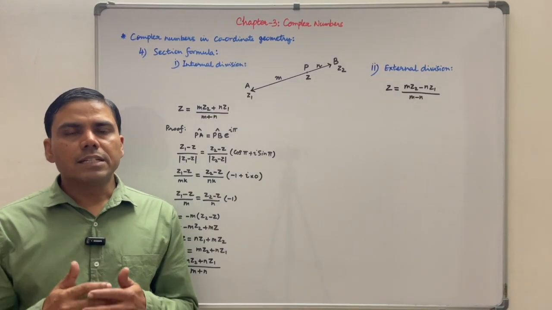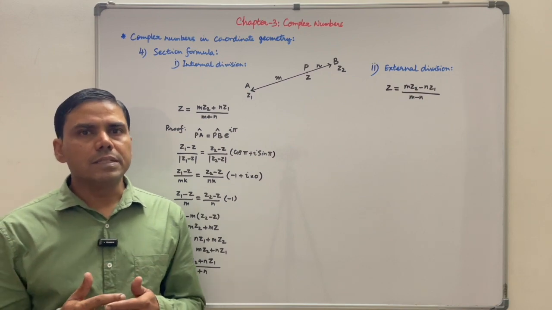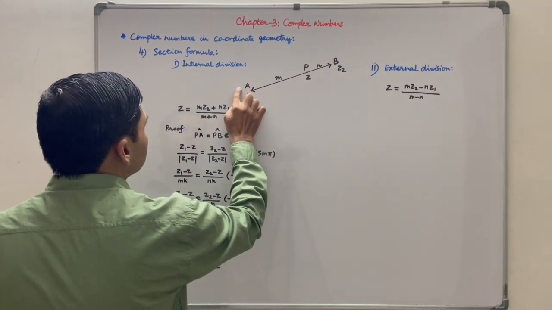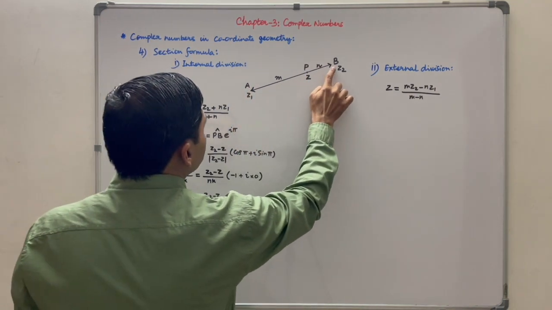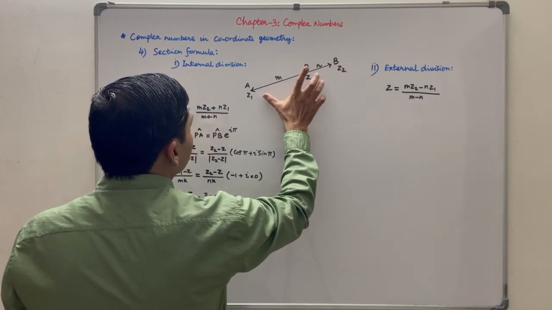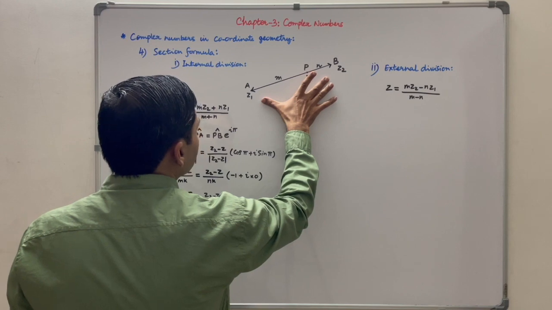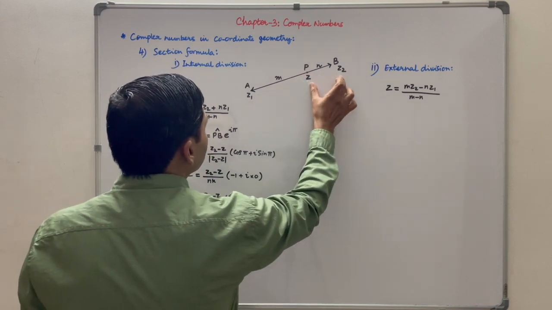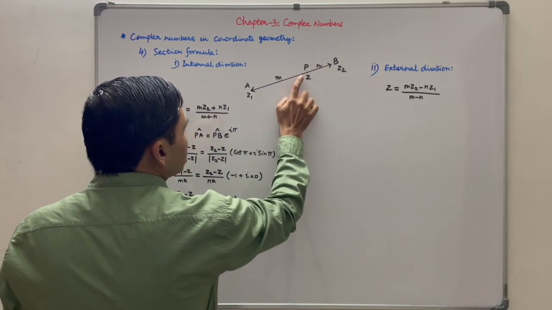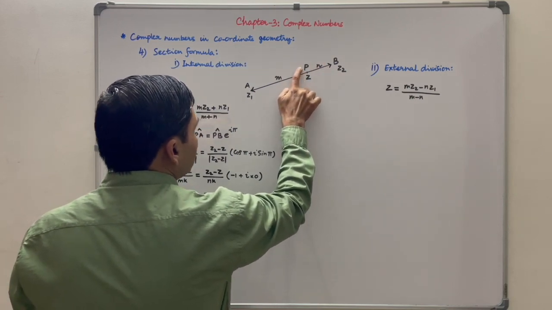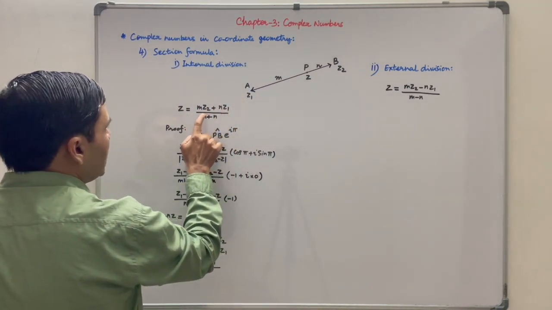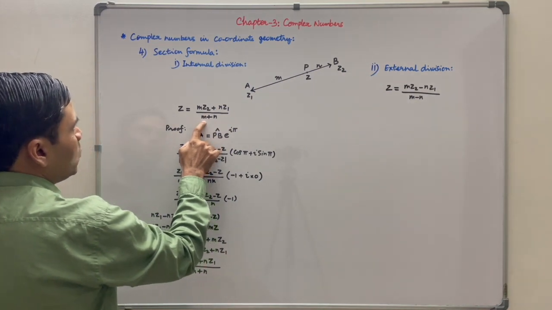Let us understand section formula. First, internal division. Suppose AB is a line segment. Point A is represented by complex number z1 and point B is represented by complex number z2. P is a point on line segment AB in such a way that AP upon PB is equal to m upon n. So we have to find out complex number z corresponding to point P. It is given by z is equal to (m z2 plus n z1) upon (m plus n). Let us see its proof.